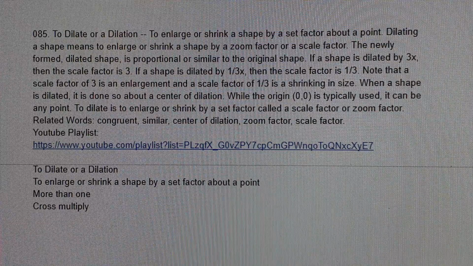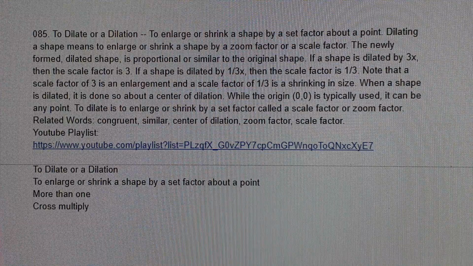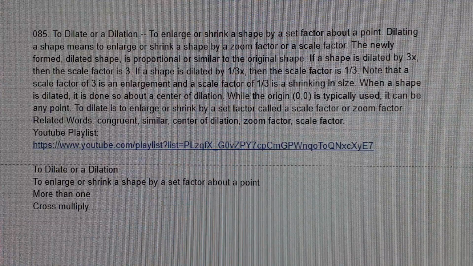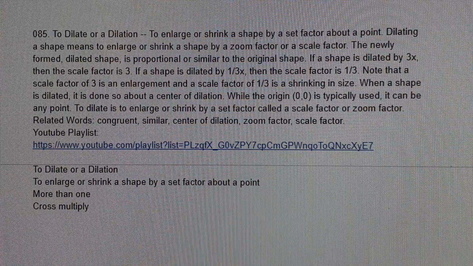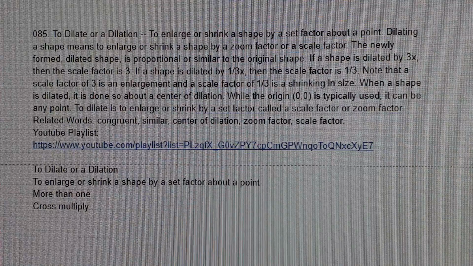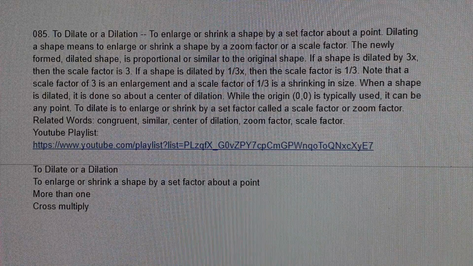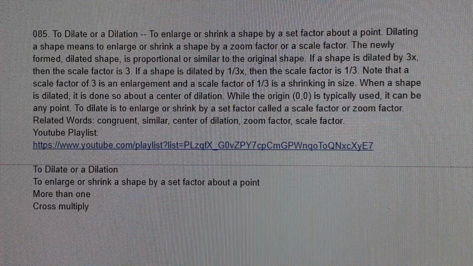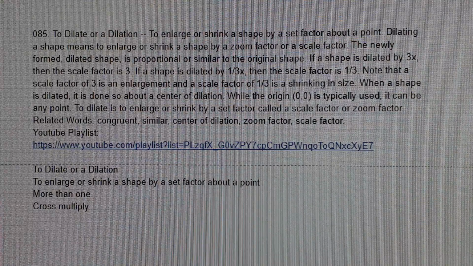The newly formed, dilated shape is proportional or similar to the original shape. If a shape is dilated by 3 times, then the scale factor is 3. If a shape is dilated by 1/3 times, then the scale factor is 1/3. Note that a scale factor of 3 is an enlargement, and a scale factor of 1/3 is a shrinking in size.